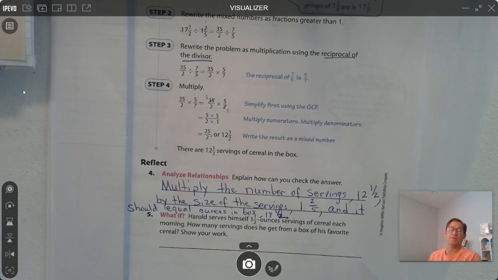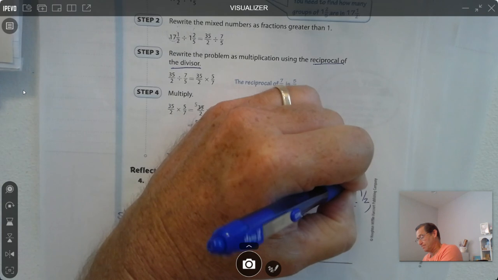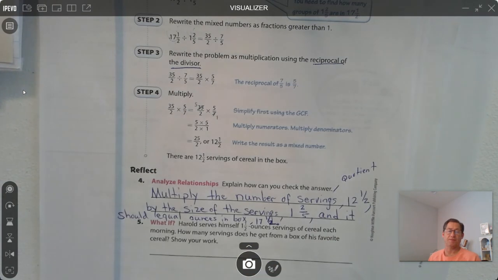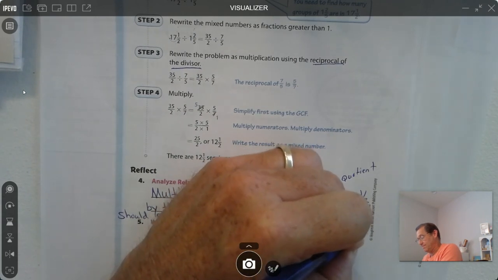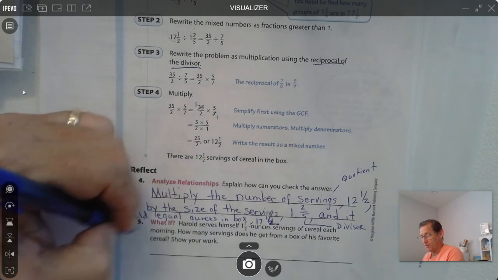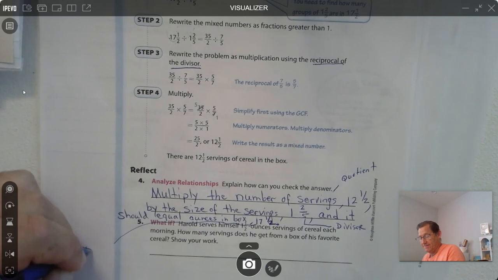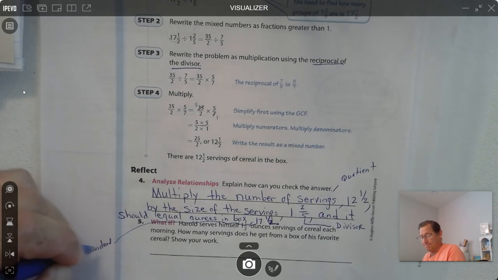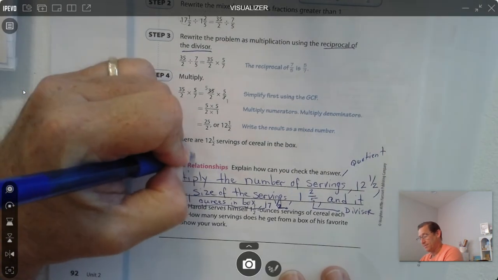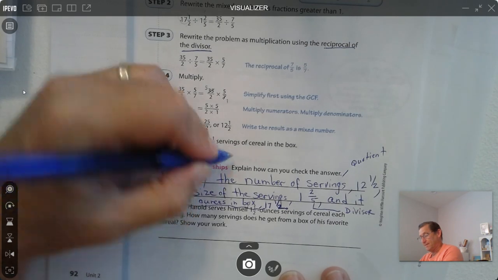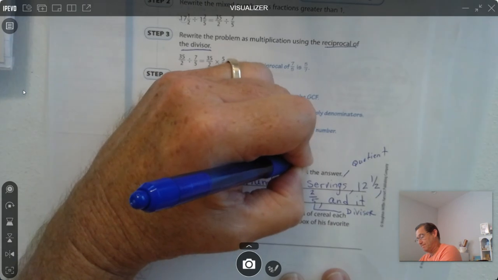Okay. So multiply the number of servings, which in this case is the quotient, by the size of the servings, which was the divisor, and it should equal the number of ounces in the box, or the dividend. Okay. So in other words, quotient times divisor equals dividend.